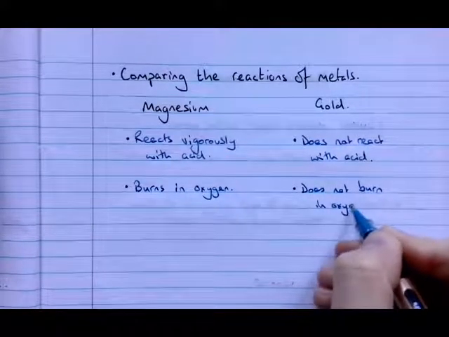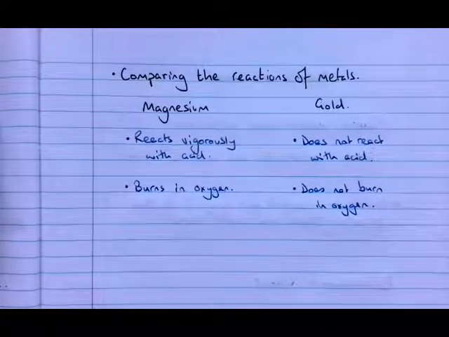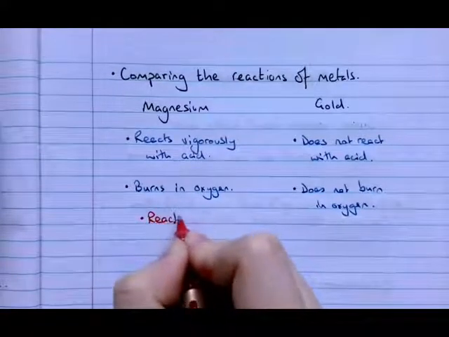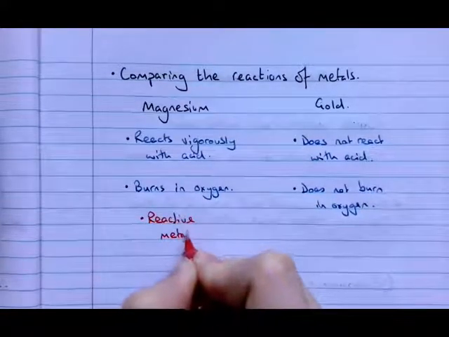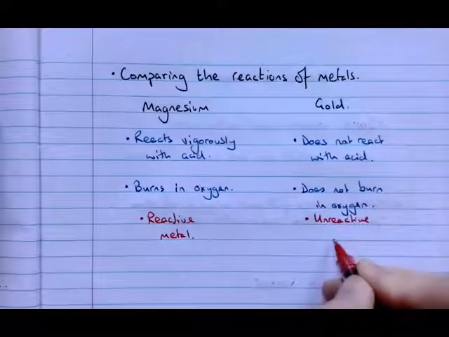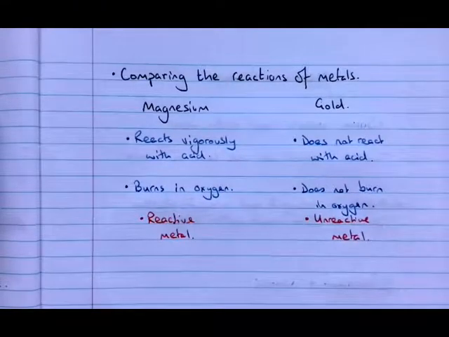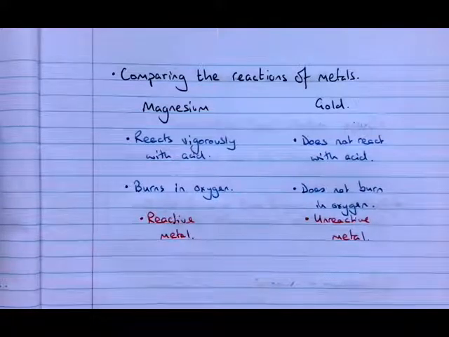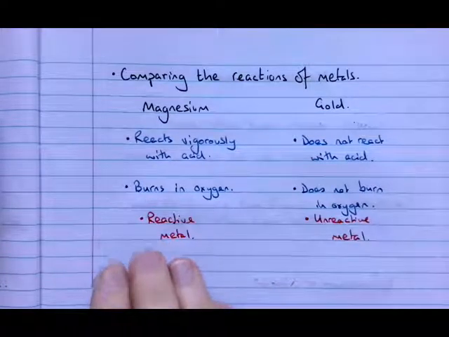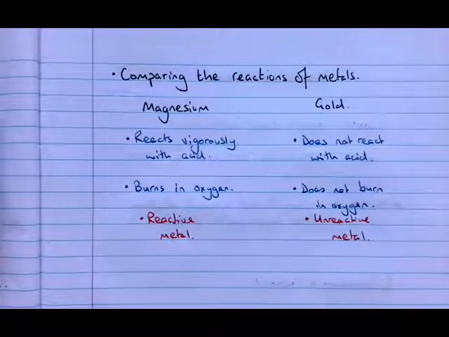So we use these observations now to make a judgment about the metal. So we can call magnesium a reactive metal. And we can call gold an unreactive metal. Now you might be used to thinking about all metals being unreactive. There's lots of things in your house, lots of things if you look around your room now that are made of metal, and you don't want them reacting, so you don't want your radiator reacting with the air. So those are unreactive metals. However, there are a lot of reactive metals as well, which we're learning about.